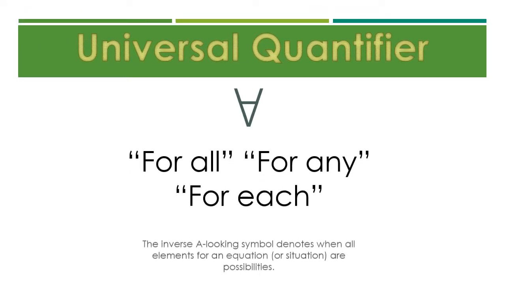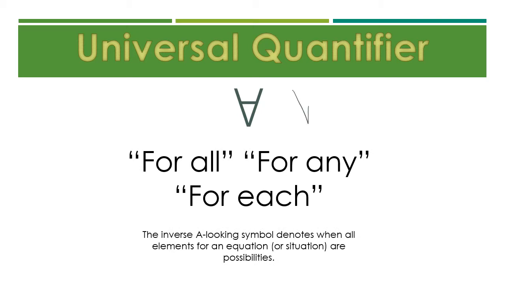The inverted A looking symbol, or maybe it's a V with a line through it, denotes when all elements for an equation or situation are possibilities. It means for any, for all, for each.